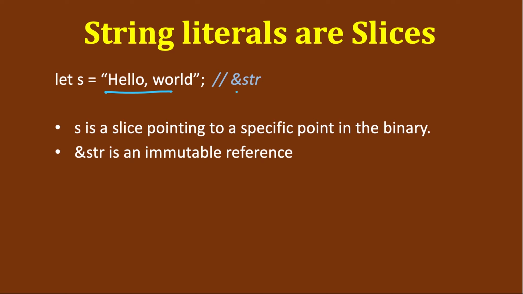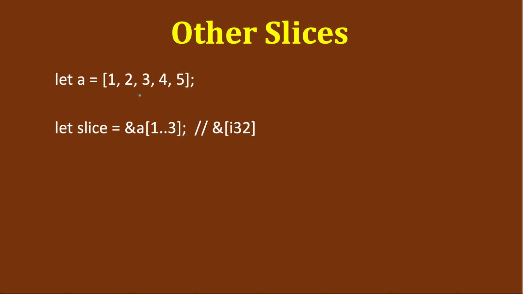And its type is this, &str. So it's a slice pointing to that binary, and that's why string literals are immutable. So we will see it in the code also. And now that we have understood string literals, we can expand the concept to other slices.